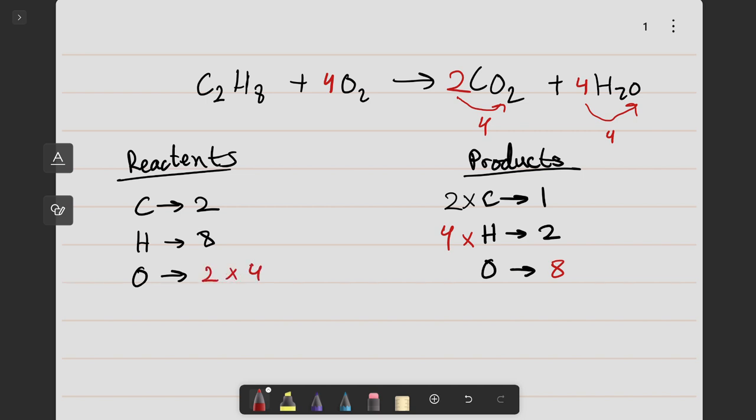Now let's check if our equation is balanced. We have 2 carbons over here, 2 carbons over here. Let me just rub this off. That's correct. Carbons are good. Okay. Now hydrogen. 8 hydrogen, and 4 times 2, 8 hydrogen. Hydrogen is correct. Now oxygen. So we have 8 oxygens here. We have 4 over here and 4 over here. The oxygen is correct. There you go. You have a simple balanced equation.